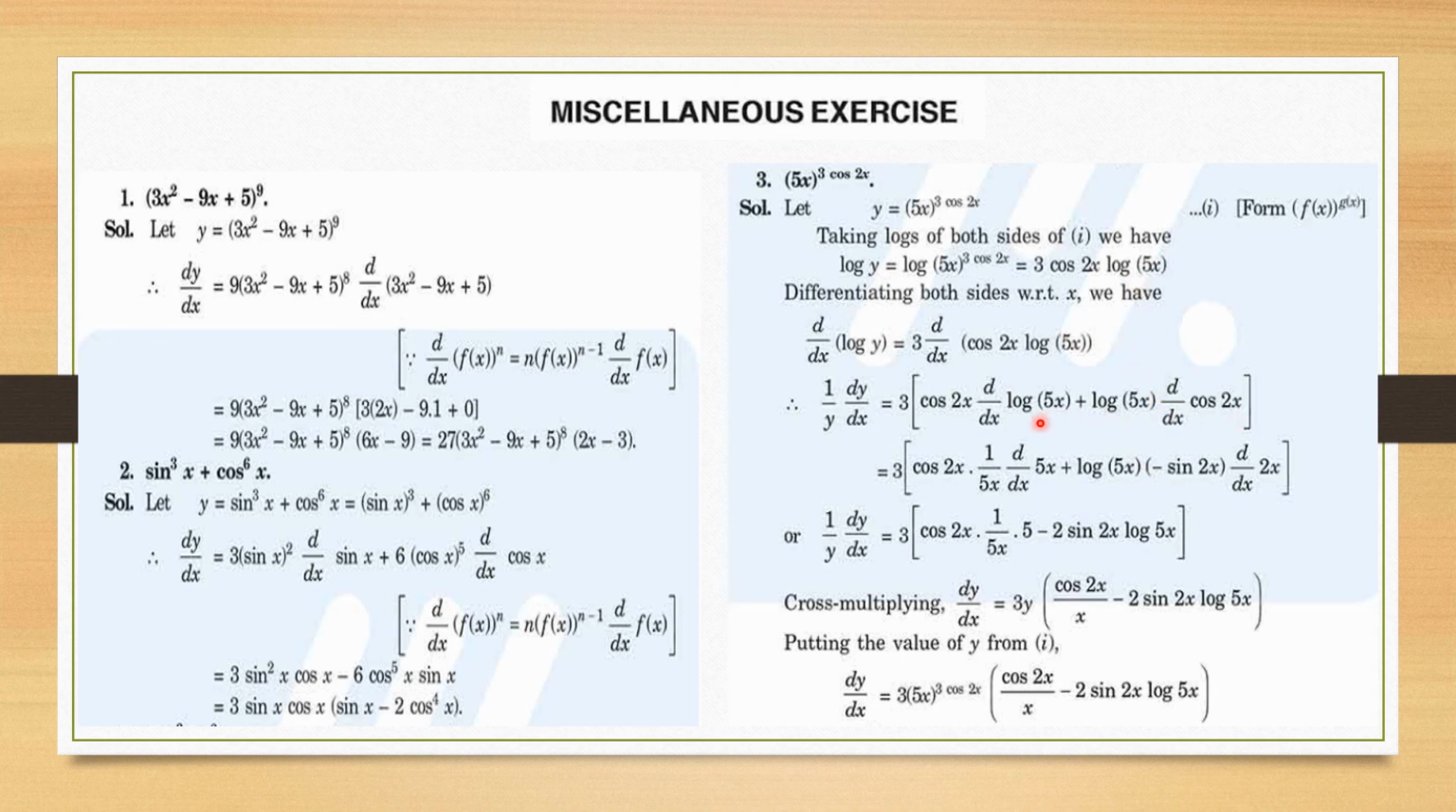So the derivative of log 5x will be 1 upon 5x into d/dx of 5x, that is 5, and the derivative of cos 2x will be minus sin 2x into the derivative of 2x, that is 2. So after cross multiplying, you know that in logarithmic differentiation type of question, you have to take this y to the other side and substitute the value of y from the very first equation, and you can get the answer.